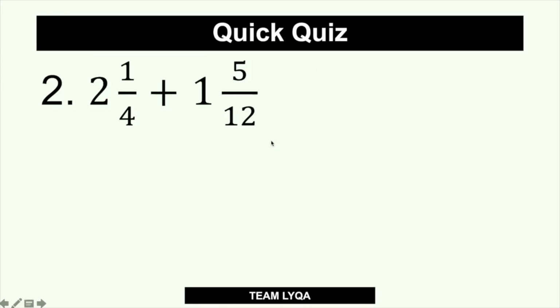Okay? Next, let's try this out. So you have 2 and 1 fourth plus 1 and 5 over 12. So again, you have two options here. You can do it na i-convert mo siya pareho, magiging 9 over 4 at saka 17 over 12. Or yung method ko, which I'm going to use and show you. So 2 plus 1, whole numbers muna tayo. 2 plus 1 is 3. So I'll set that aside for the final answer.